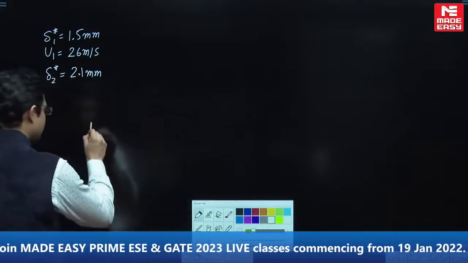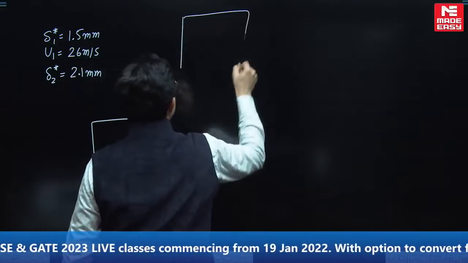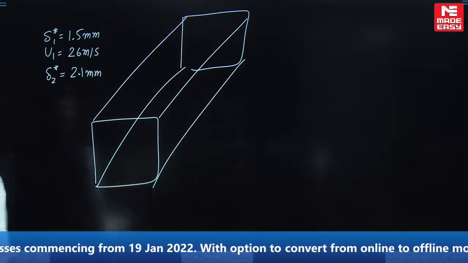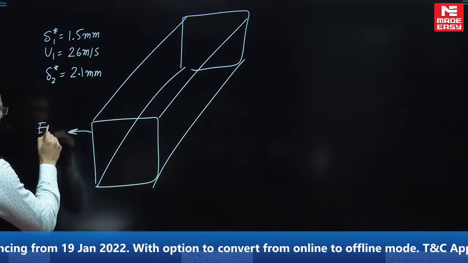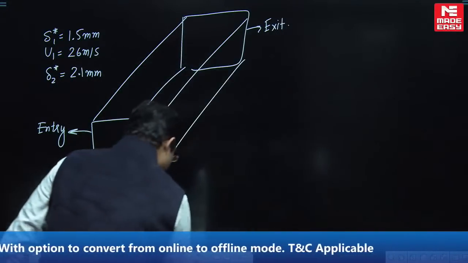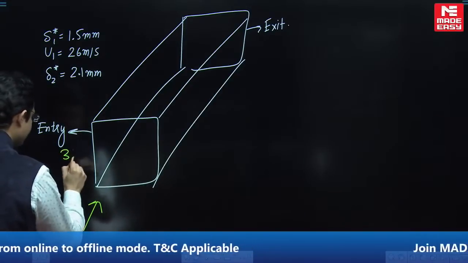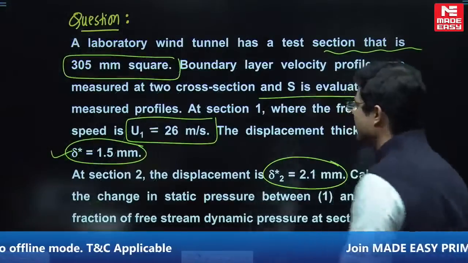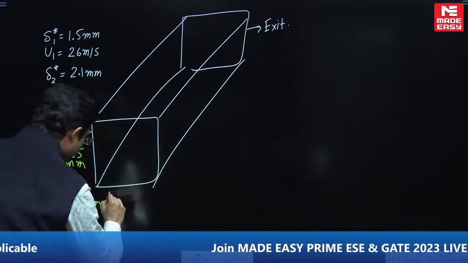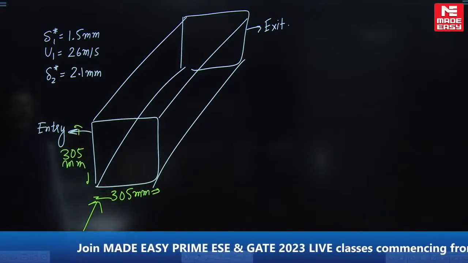Let me give you the hint to solve this question, because my classroom student will understand what sir is doing on the board. This is a laboratory wind tunnel. This is the entry of the wind tunnel, and this is the exit of the wind tunnel. Everybody knows, and air is coming in from here, and this is 305 mm, I think, है ना? Yes, 305 mm square. So this side is 305 mm, and this side is also 305 mm. So both the sides are 305 mm square.